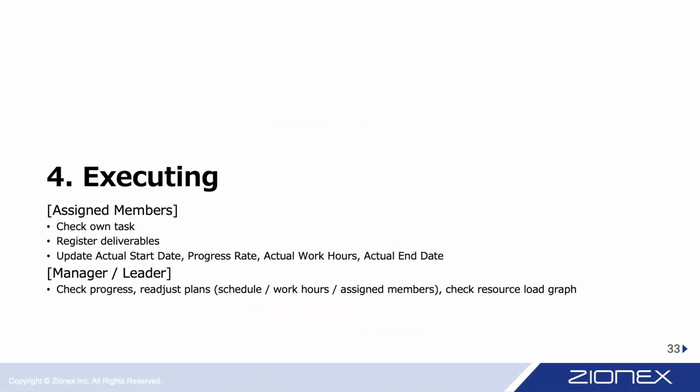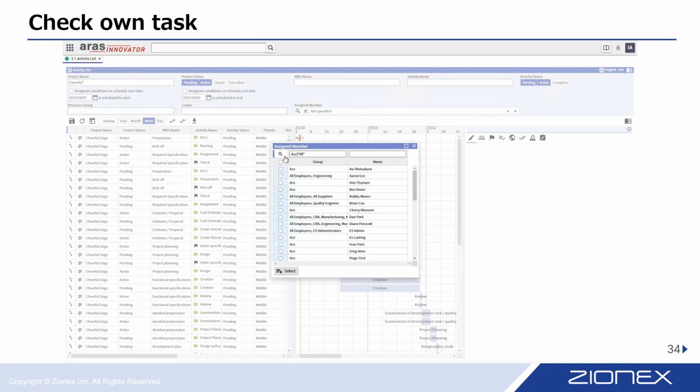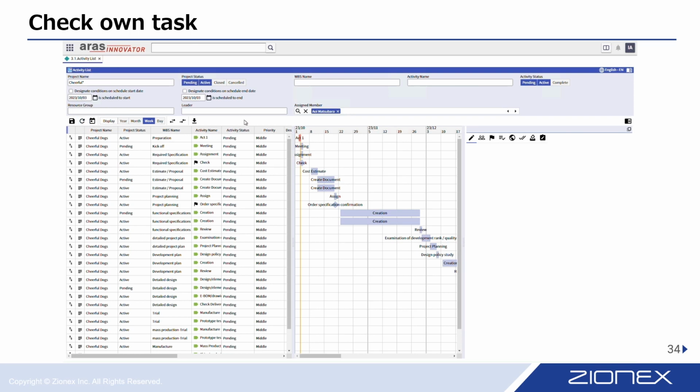The next step is 4. Executing. You can easily access individual to-do lists by applying filters in the activity list. This allows you to view tasks specific to yourself or members of your department, ensuring efficient task management.